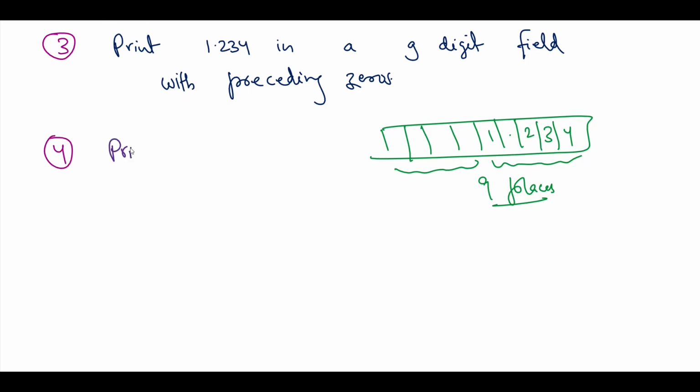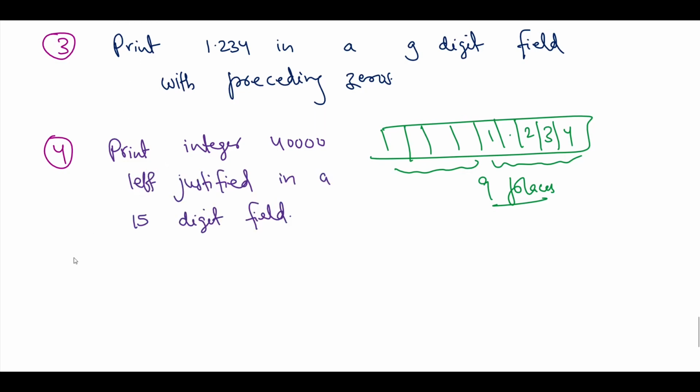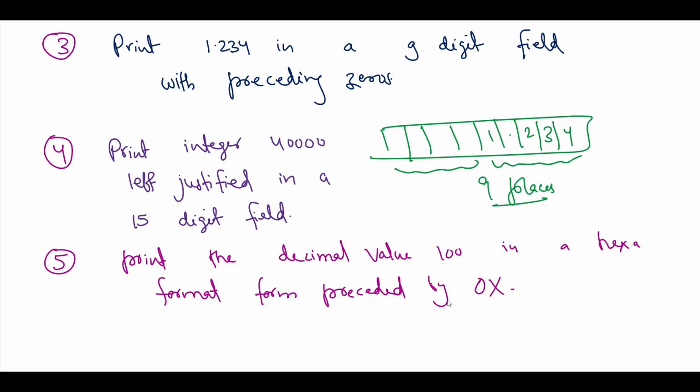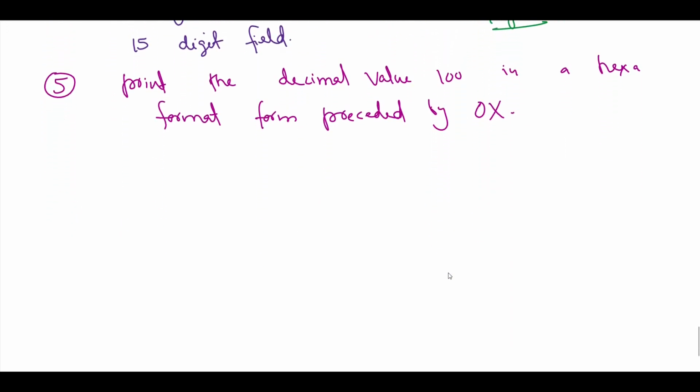Next question. Print integer 40,000 left justified in a 15-digit field. This question is self-explanatory, so I'm not going to talk much about this. Another one: print the decimal value 100 in hexadecimal format, and this number should be preceded by 0x.